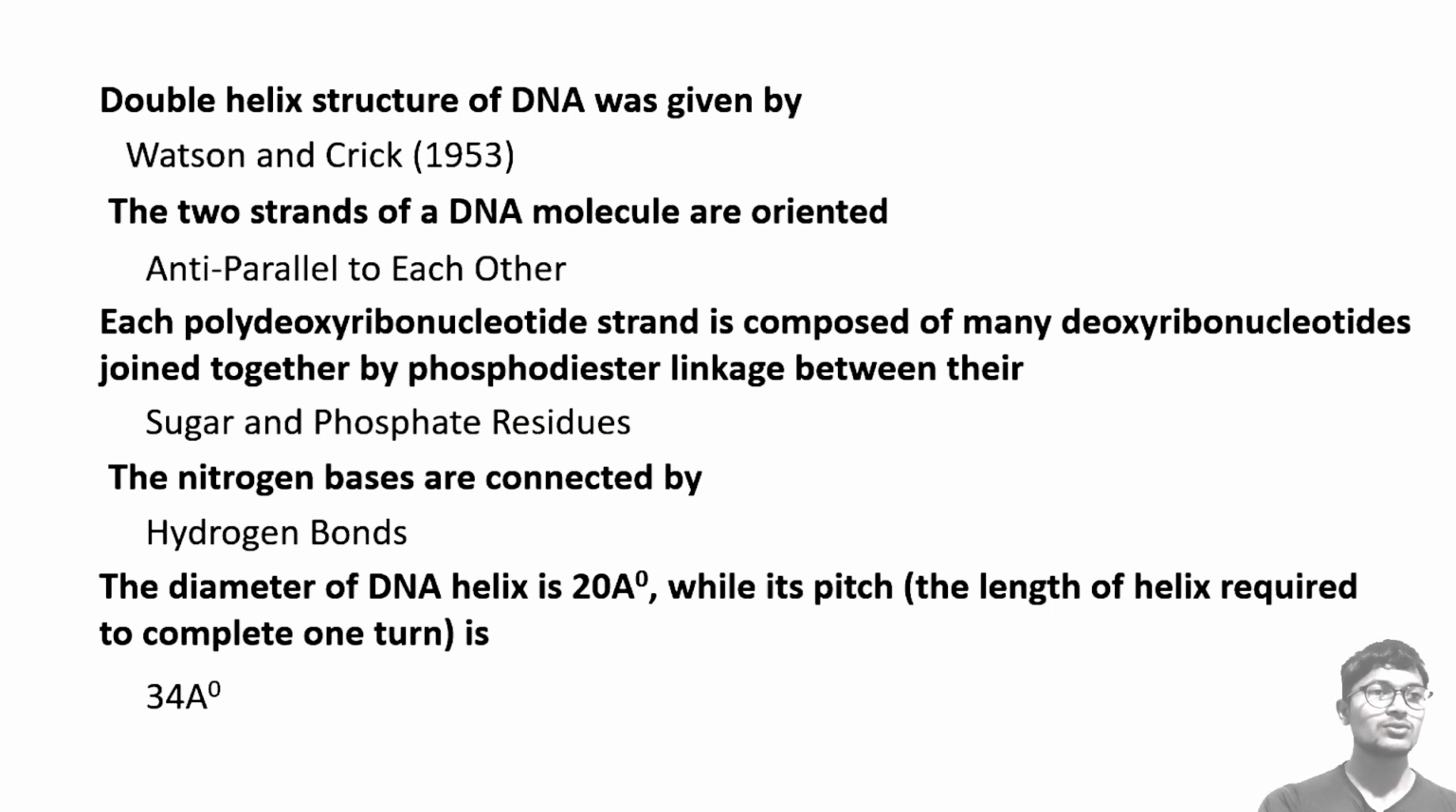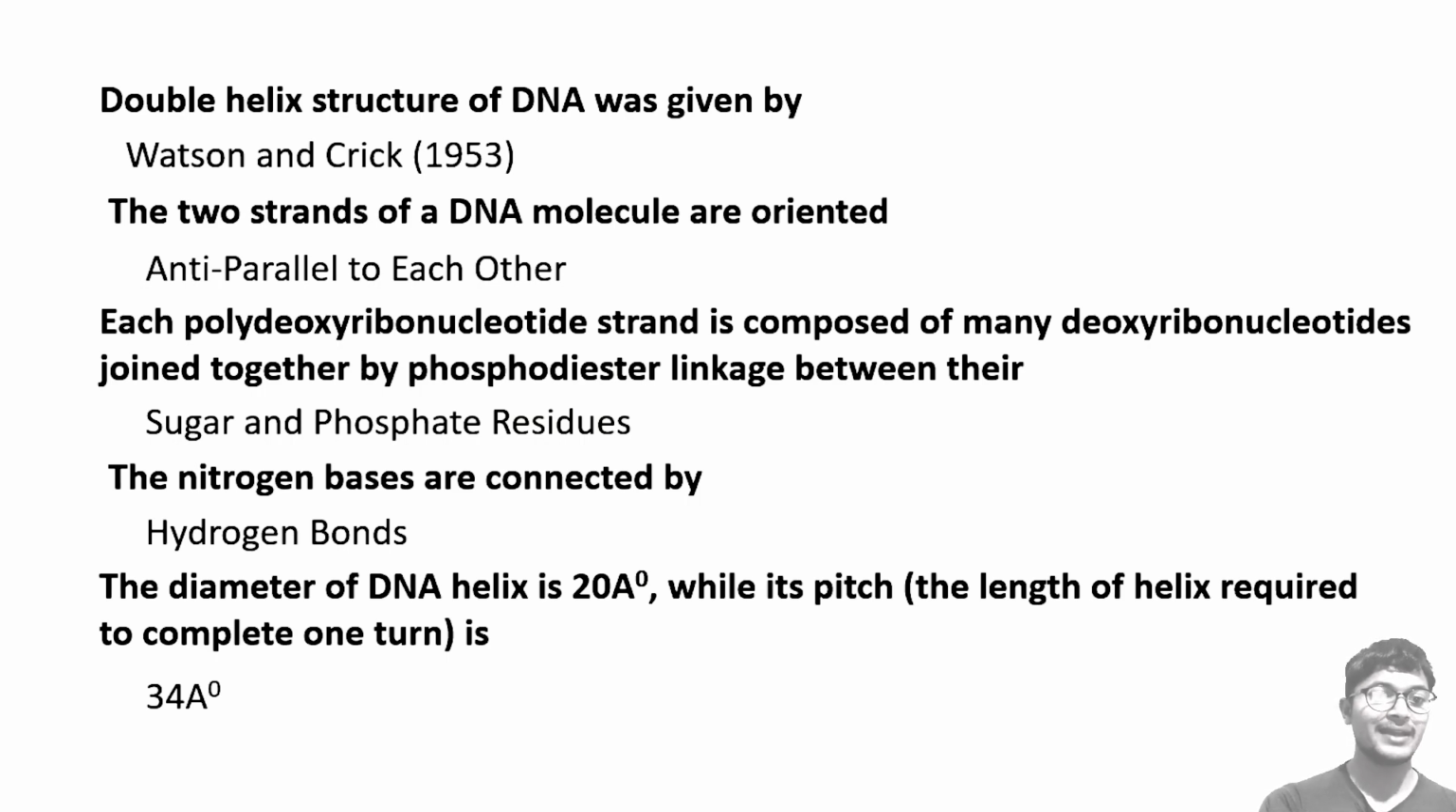Clear? Next question. Each polydeoxyribonucleotide strand is composed of many deoxyribonucleotides joined together by phosphodiester linkage between their? Answer is sugar and phosphate residues. Clear? Next question. The nitrogen bases are connected by? Answer is hydrogen bonds. Clear? Next question. The diameter of DNA helix is 20 angstrom, while its pitch, the length of helix required for one turn, is? Answer is 34 angstrom. Clear?